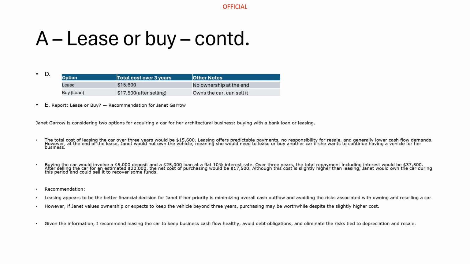So the recommendations are: leasing appears to be the better financial decision for Janet if her priority is minimizing overall cash outflow and avoiding the risks associated with owning and reselling a car. However, if Janet values ownership or expects to keep the vehicle beyond 3 years, purchasing may be worthwhile despite the slightly higher cost. So given the information, I recommend leasing the car to keep business cash flow healthy, avoid debt obligations, and eliminate the risks tied to depreciation and resale.